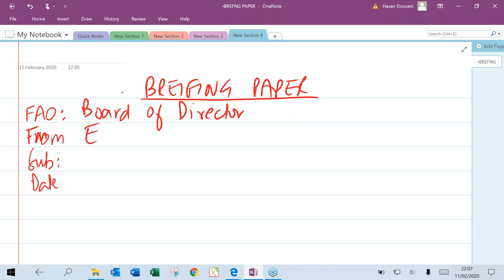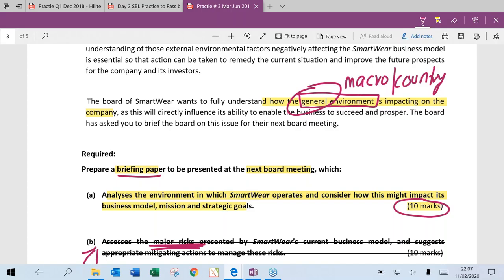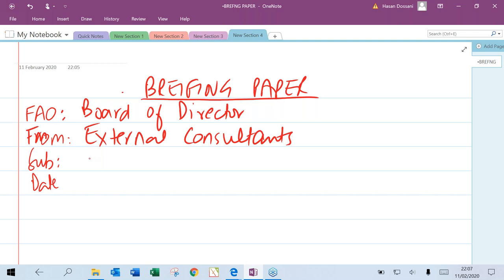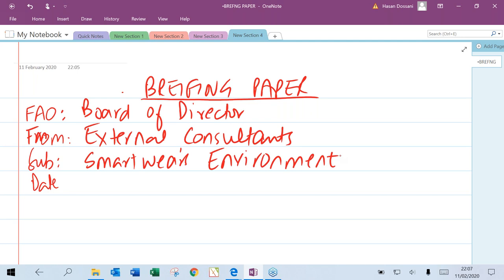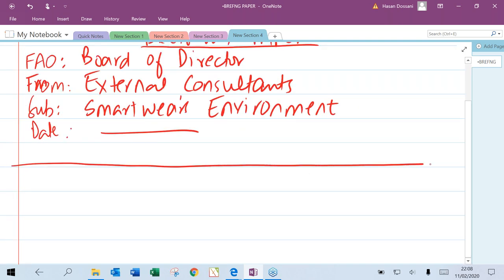What's our role? We are external consultants, remember? Subject, look at the requirement. I will just pick up the subject: analyze the environment in which Smartware operates and consider how this might impact its business model, strategic mission and strategic goals. Date, you will put the date of the exam. You will draw a line, close it out.